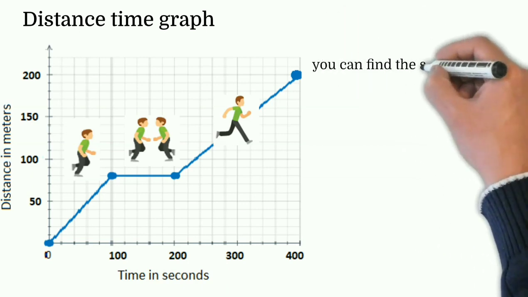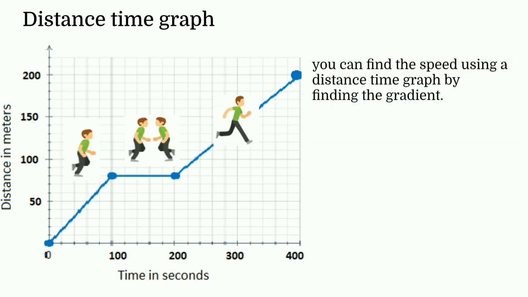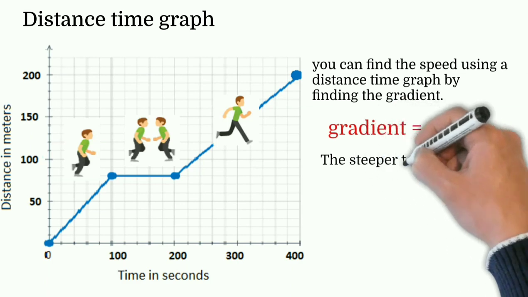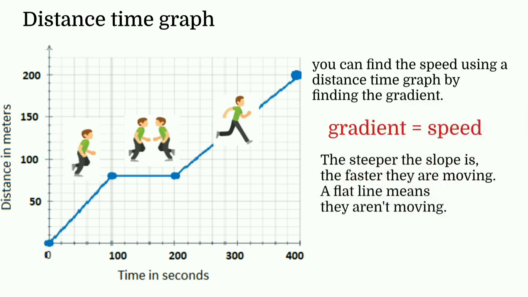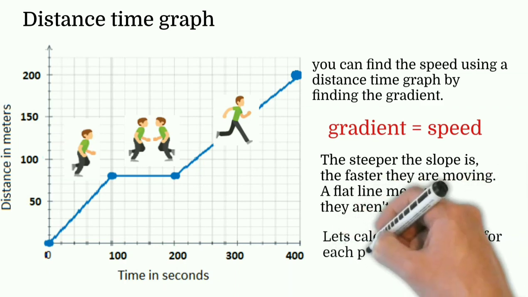Follow-up fact: you can find the speed using a distance time graph by finding the gradient. So, remember that the gradient is equal to the speed. The steeper the slope is, the faster they are moving. The flat line means they aren't moving at all. Let's calculate the speed for each part of the journey.